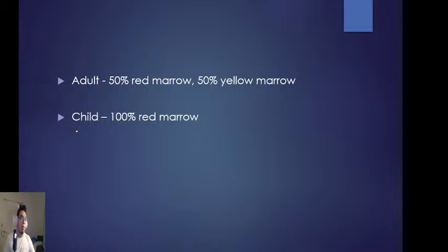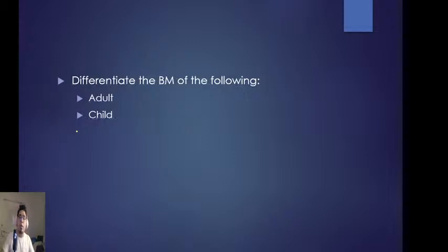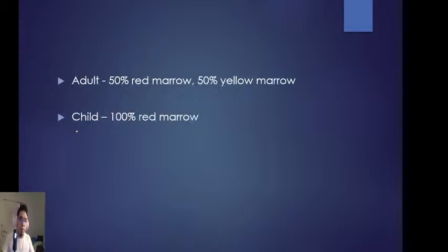as opposed to adults, where 50% is yellow marrow, whilst the other half is also red marrow. Red marrow and yellow marrow. Alright? So please don't forget your bone marrow, because in hematology, you are also expected to learn about concepts in the bone marrow. Alright? But we'll talk about that somewhere along the line, especially when we're talking about myelodysplastic syndromes.